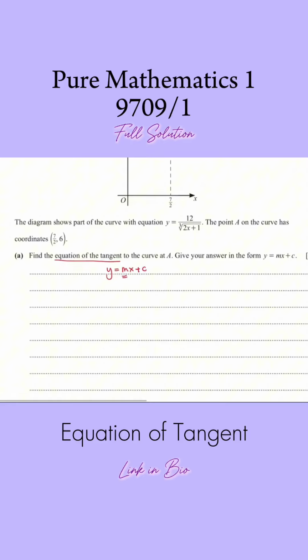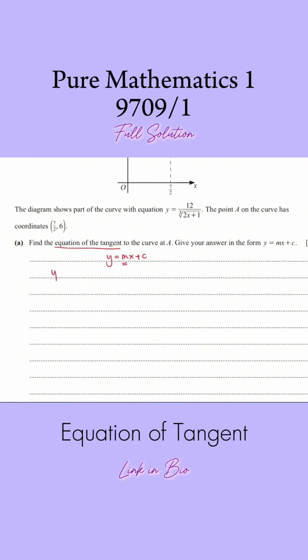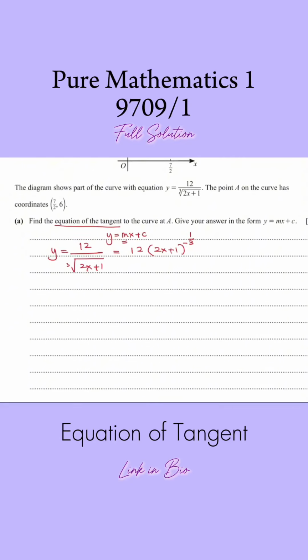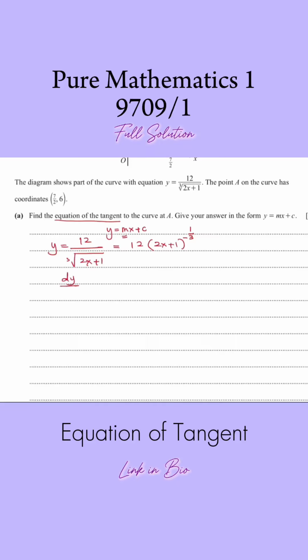Okay, how do you find the gradient? If you can recall, it is by differentiating the equation. You have your y equals 12 over the cube root of 2x plus 1. And I would like to write this as 12 times (2x plus 1) to the power of negative 1 over 3, because it's in the denominator and because it's a cube root. The cube root is the power 1 over 3. Next step, I would be differentiating that equation.